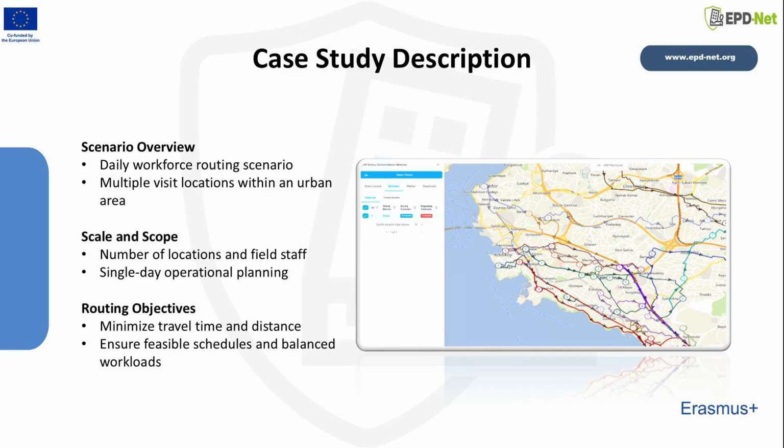This case study focuses on a daily workforce routing scenario within an urban environment. Field staff are required to visit multiple locations during a single working day, and routing decisions must account for travel, service, and scheduling constraints. The scope of the case includes a defined number of visit locations and field staff members operating within a limited planning horizon. All routing decisions are made for a single operational day, reflecting typical real-world field service operations.